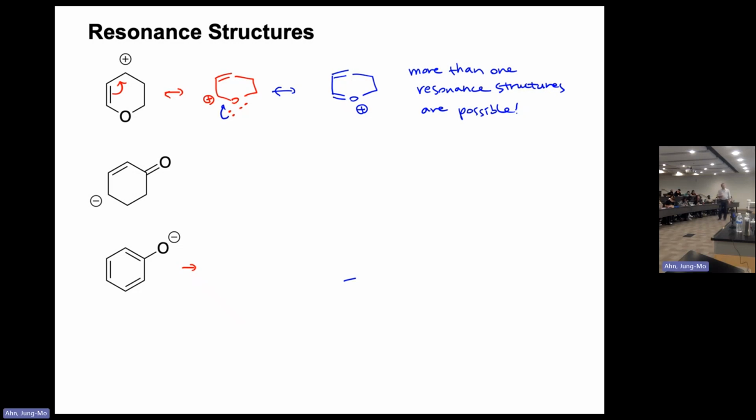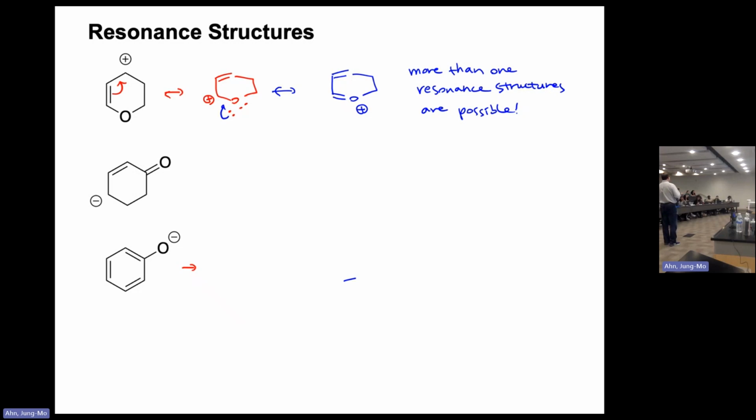So anyway, among these 3, now which one is a major contributor? Which one is a minor contributor? You're going to think about stability. And then the stability of the structures, we talked about 2 things, octets and the charge separations, right? Anyway, all 3 of them having a single charge. It's either carbons are charged or oxygens charged. But we only talked about these things.